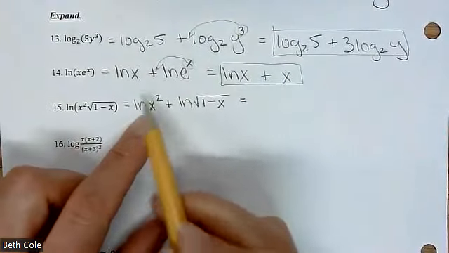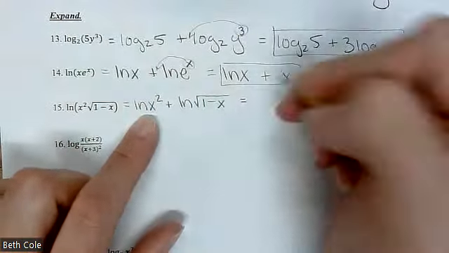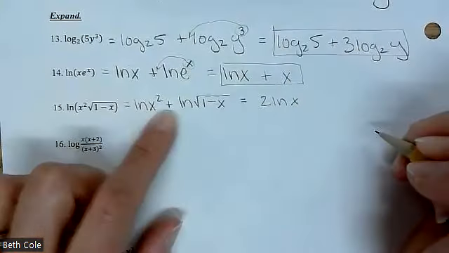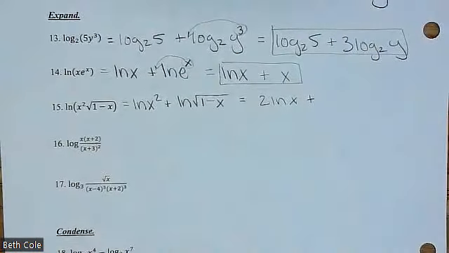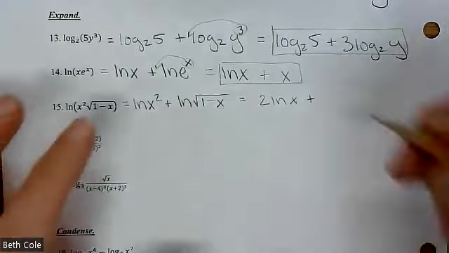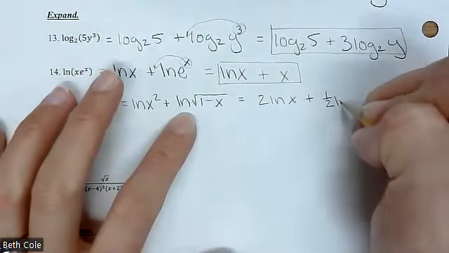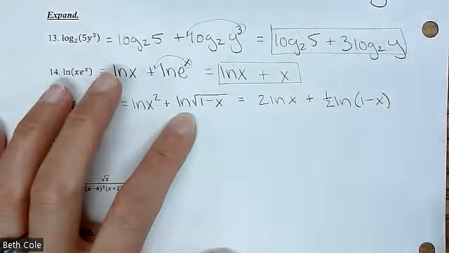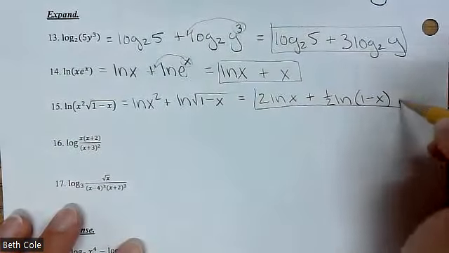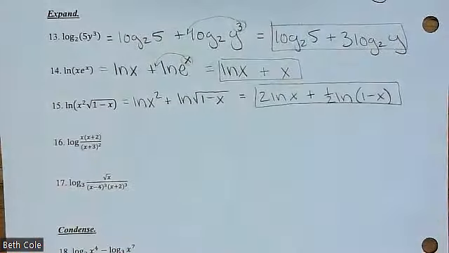So how can I write this first one? Good, 2 ln x plus, ooh, a little tricky here. For a square root, what's the power? Close, close. 1/2, okay? So it'll be 1/2 ln of 1 minus x. If it was a cube root, what would it be? 1/3. Fourth root would be a fourth.